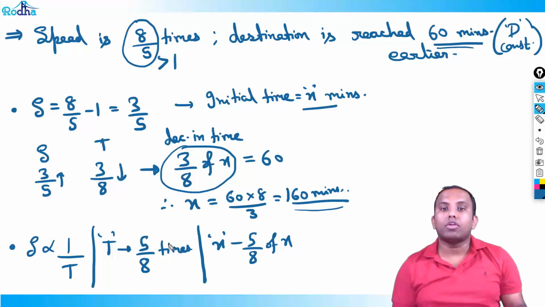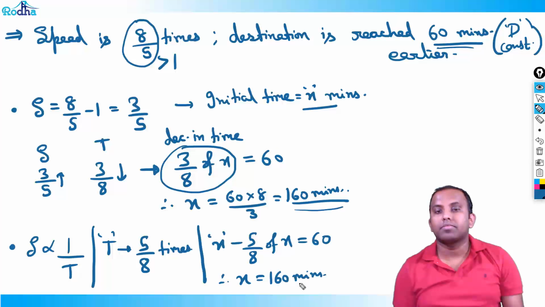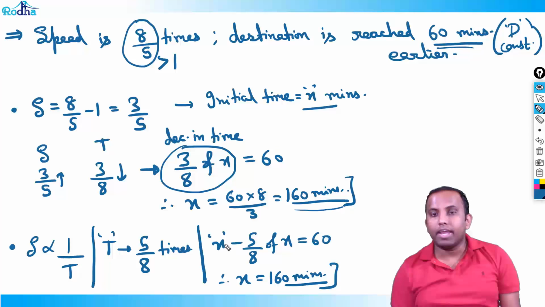So now he's taking a time of 5 by 8 of x, and the difference between these two times is 60 minutes. If you solve for x, again x comes out to be 160. Same answer, just two different interpretations. The answer is absolutely the same, 160. If you solve x minus 5 by 8 of x is equal to 60, you will get the same thing.